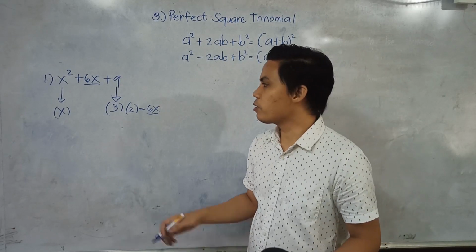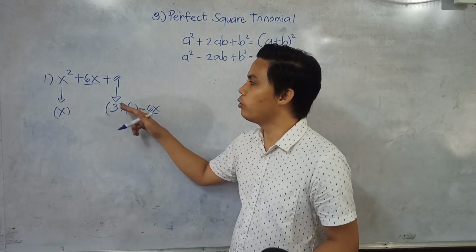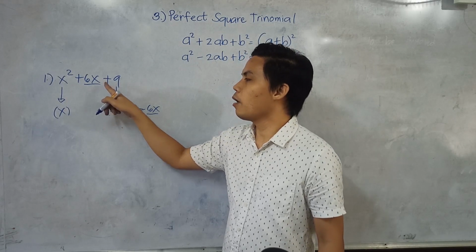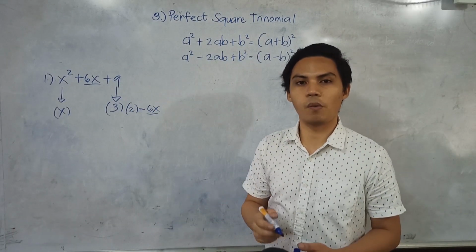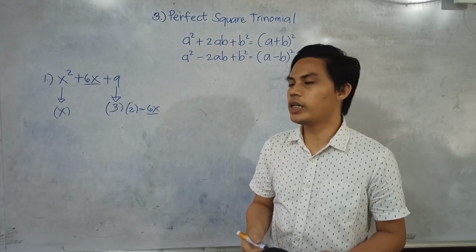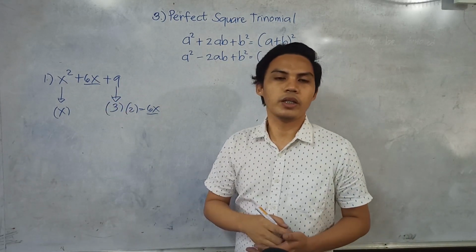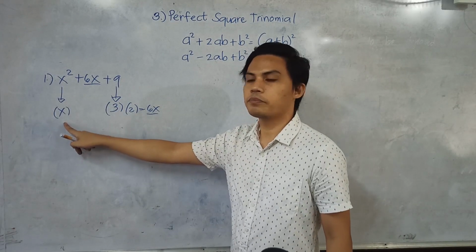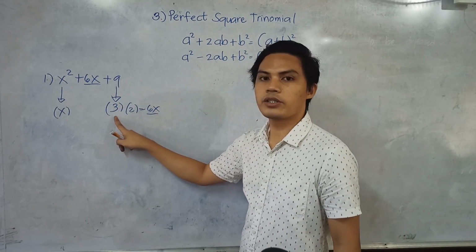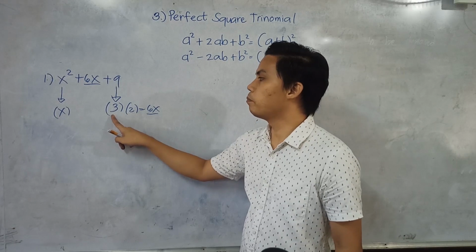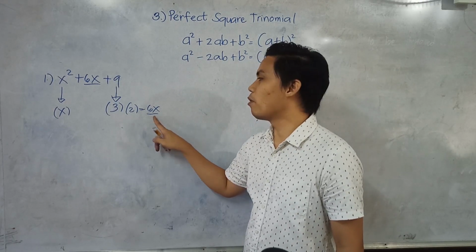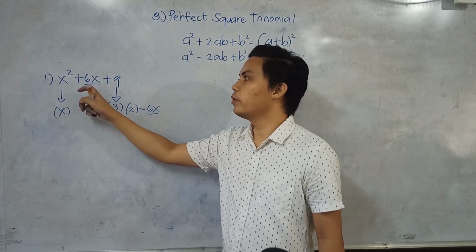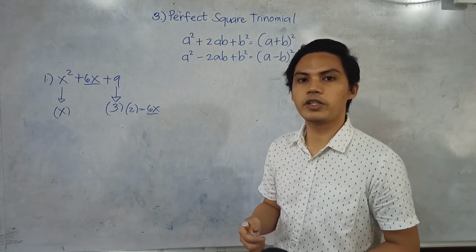Okay. Once pag ito ang nangyari, pag nakuha natin yung middle term, therefore, x squared plus 6x plus 9 is a perfect square trinomial. Pag hindi natin nakuha yung middle term, di siya perfect square trinomial. Again, square root of the first term, square root of the last term, multiply them by 2. Dapat makuha si middle term. Okay, so since nakuha natin si middle term, example number 1 is a perfect square trinomial.